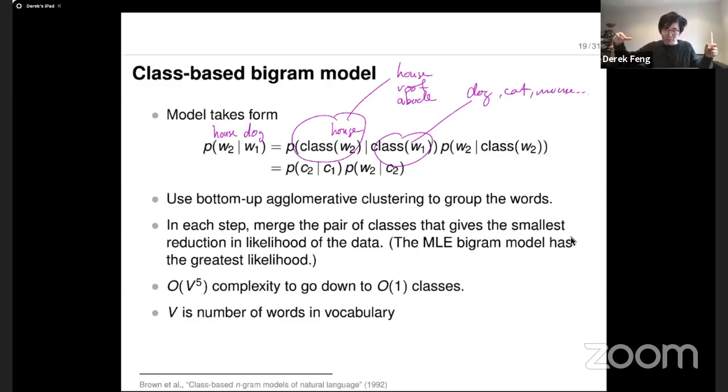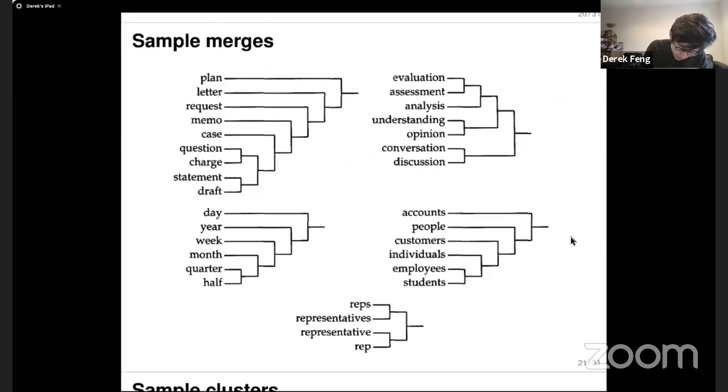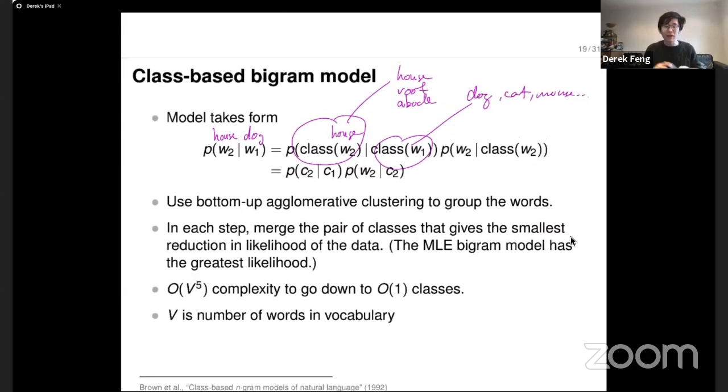Then what I'm going to do is start merging words together, right? So I have my base example where every word is in its own class. And this is like that hierarchical clustering thing where you can see, let me just show you what it looks like. It looks a bit like this, right? Every word is in its own class, and then I'm going to start pushing classes together. How am I going to do this? I'm going to merge classes together that give me the smallest reduction in the likelihood of the data, right?